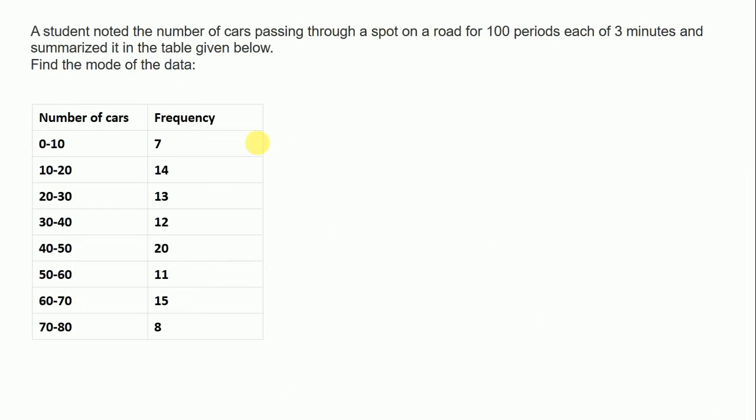Now next question. A student noted the number of cars passing through a spot on a road for 100 periods each of 3 minutes and summarized it in the table. Find the mode of the data. So we have to find the mode of this. So which should be your model class in this question? 7, 14, 13, 12, 20. So 20 will be your model class as 20 is the highest frequency.